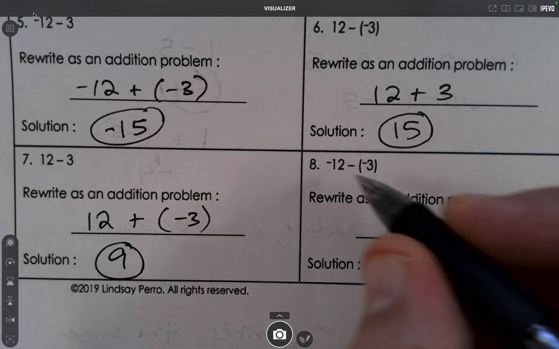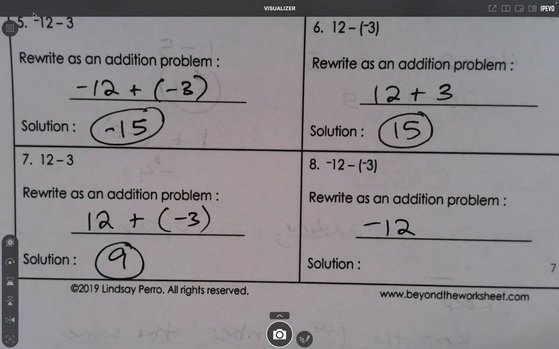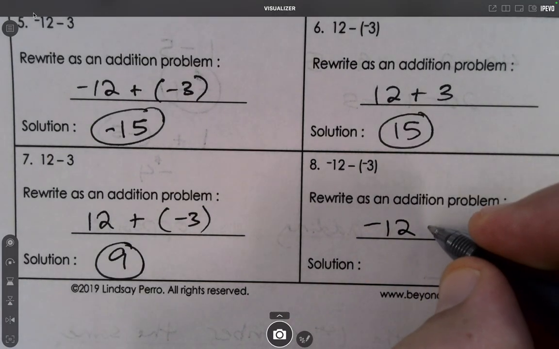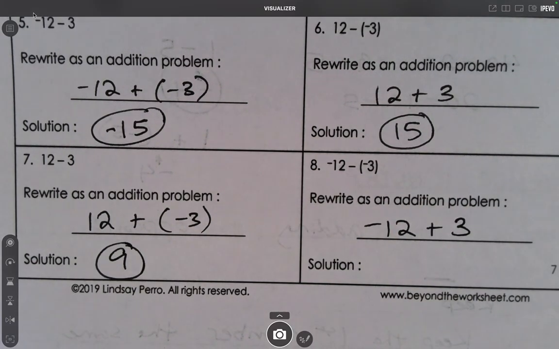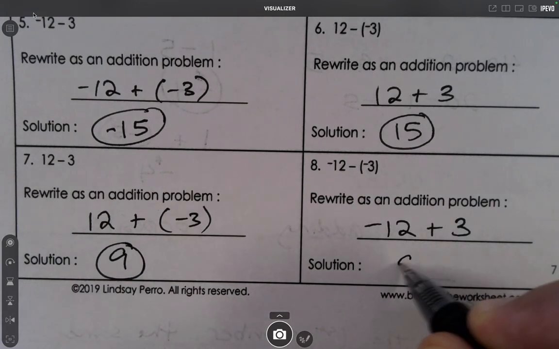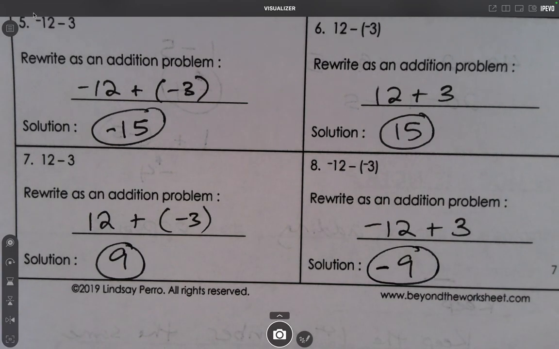Last one. We keep the negative 12. We change the subtraction to addition. We change the negative 3 to a positive 3. Since we're adding different signs, the rule is to subtract the two numbers, 12 minus 3 is 9, and keep the sign of the bigger number, which is the 12, so we have our answer as a negative 9.